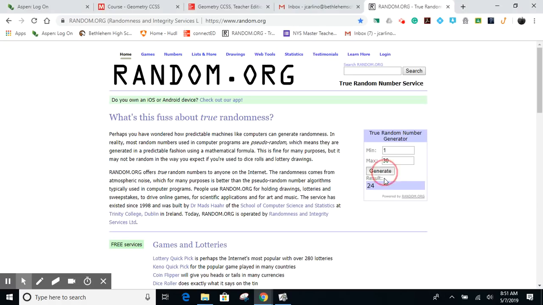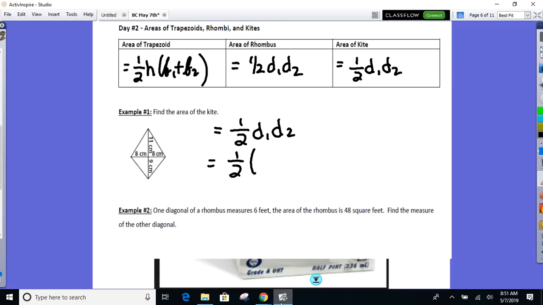One job, Mr. Carlino. 13. 20 for the longer diagonal, 16 for the shorter, got it.